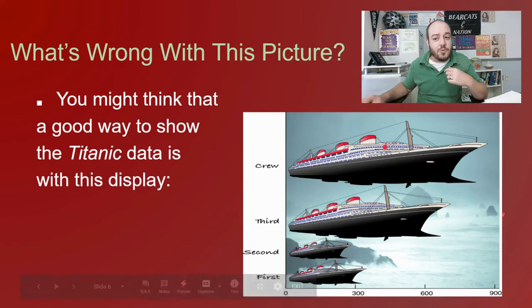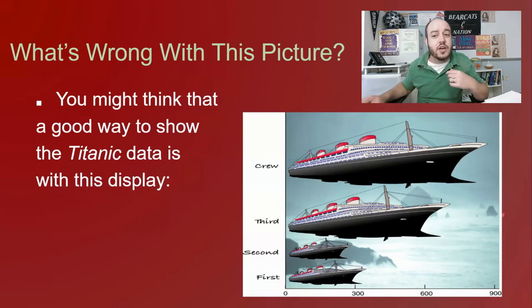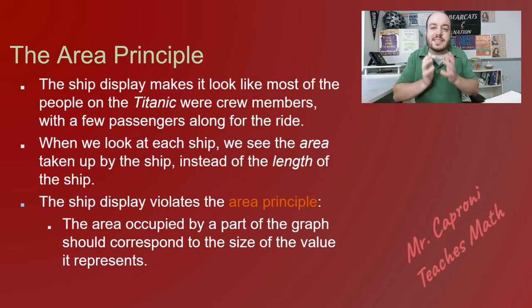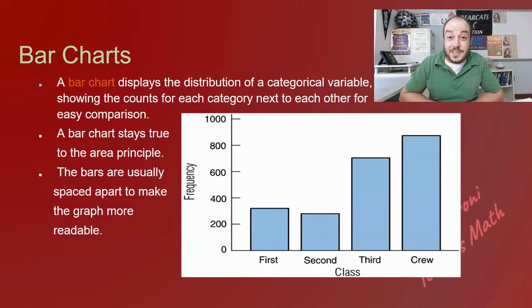So even though it only goes a little bit further, because of the width of it changing as well, it makes it look huge. As you can see up here versus some of the ones down here, this thing looks ginormous. So the area principle is here to help us see that, hey, you can't just use whatever picture you want to represent this situation. It needs to correspond to the correct size of the value it represents. So how about we take a look at how this is done right?